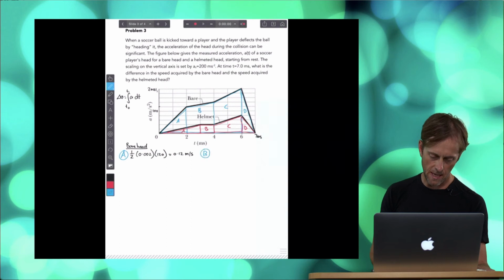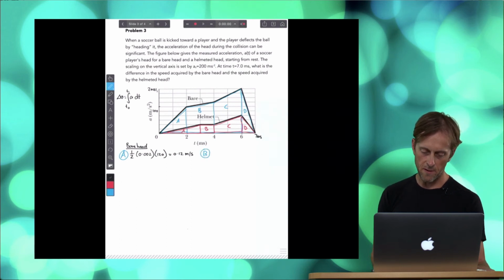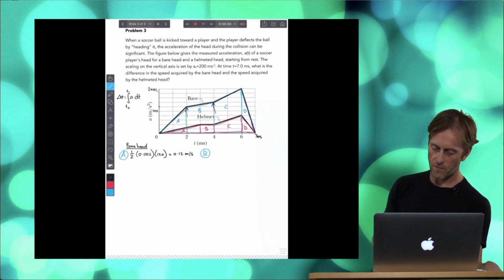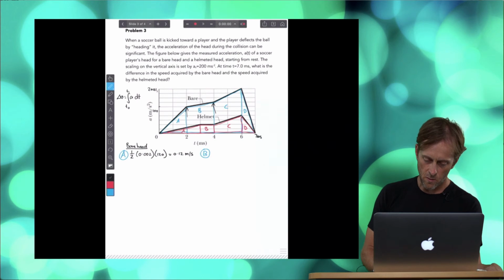Area B is the area of a trapezoid. And remember, the area of a trapezoid is going to be half the base times this height plus this height. That's how we work out that trapezoid. That's from previous problems. So we're going to get, in this case, half 0.002, and the heights, which is 120 plus 140, and that equals 0.26 meters per second.